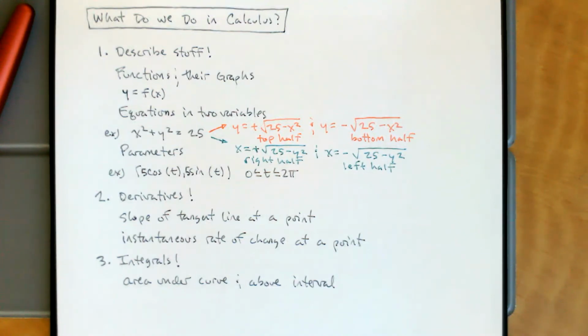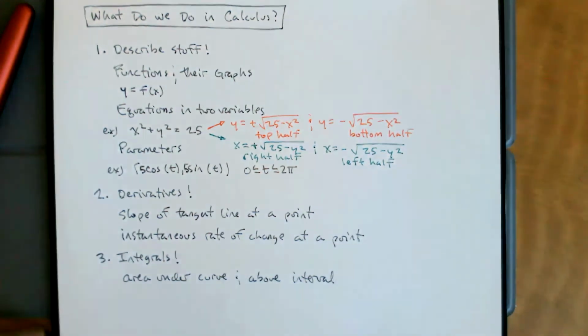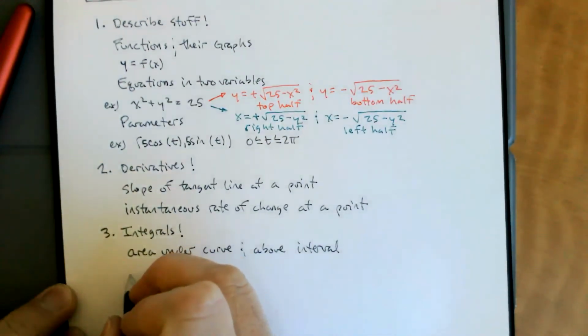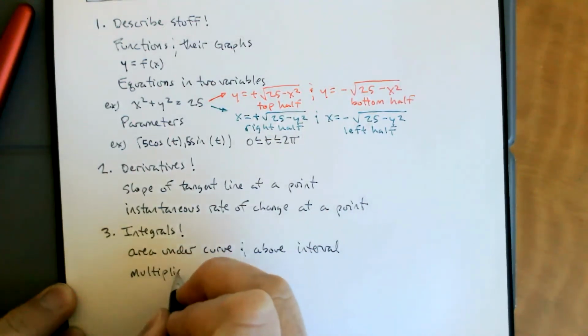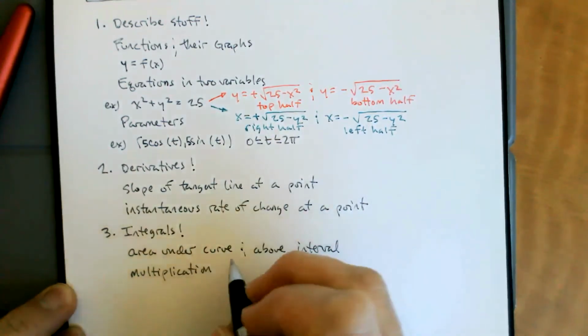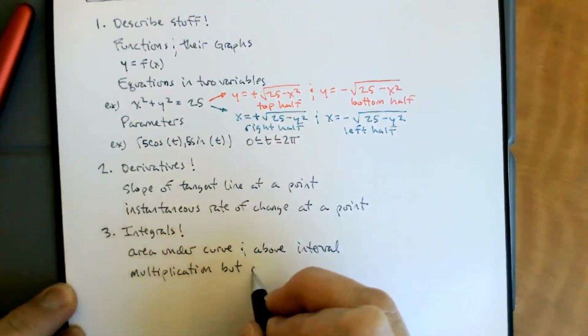The other thing that I want to add to this integral business: we think of integrals as area under the curve and above an interval. There's more that we want to think about when we think about integrals. We want to think about integration as multiplication, but one of the factors is variable. This is how we want to think about integration. Integration is multiplication, but one of the factors is variable.